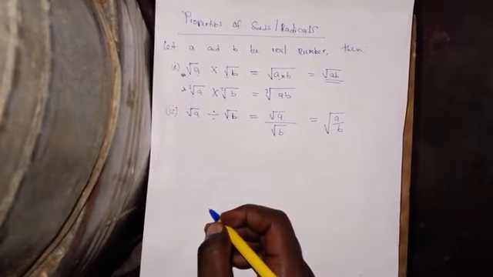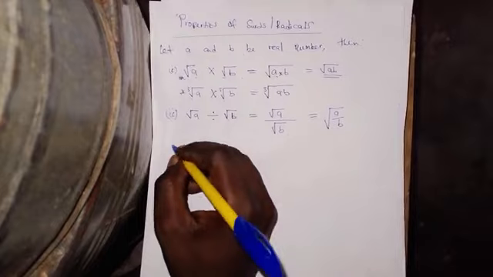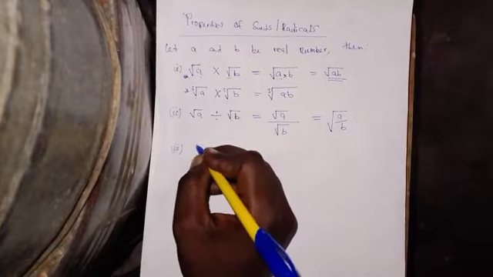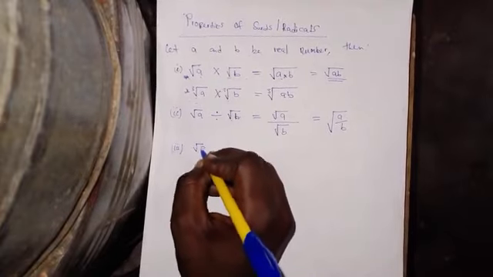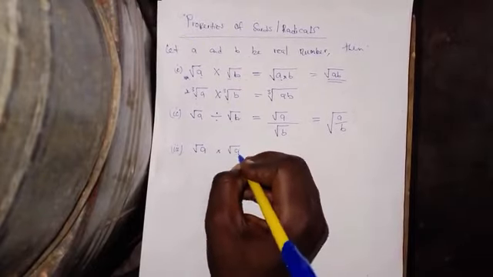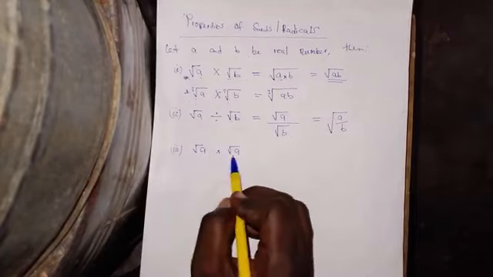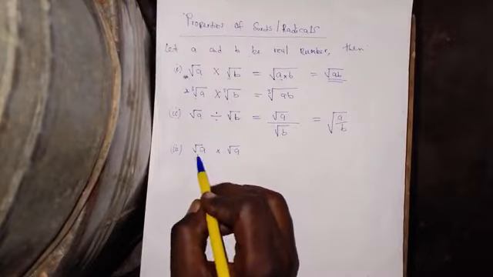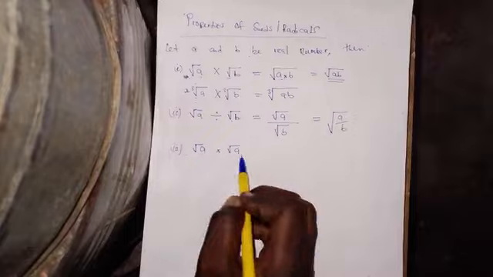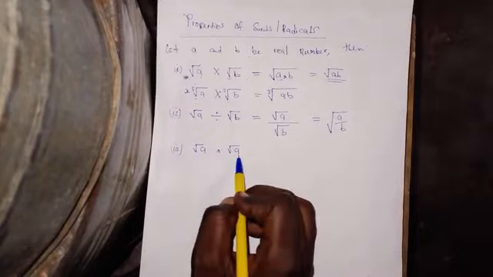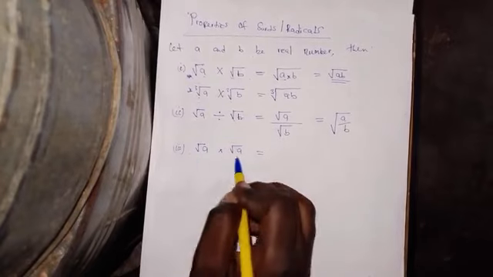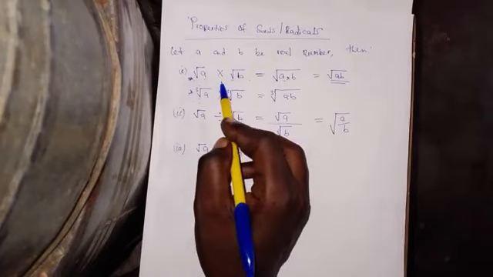And we have the third property which you can go ahead and use. This property is when you have the root of A multiplied by the root of A. What do you have here? This is the same side multiplying with itself. So root of A multiplied by root of A. Where am I going to base this idea from? Based on the first property.